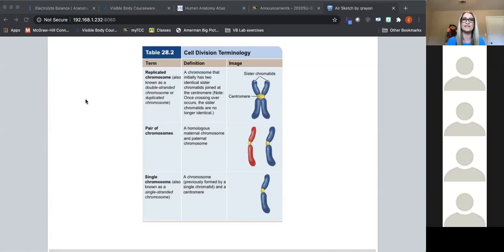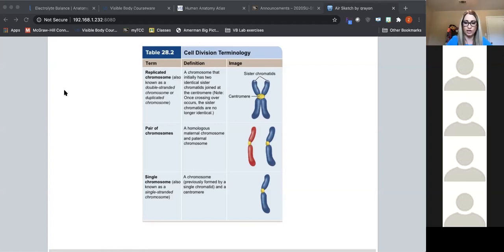Again, all your body cells have 23 pairs of chromosomes, and then your gametes have 23 single chromosomes. This is important because since the gametes will fuse together, you have to have just one set of chromosomes so that the resulting cell would have 23 pairs of chromosomes.